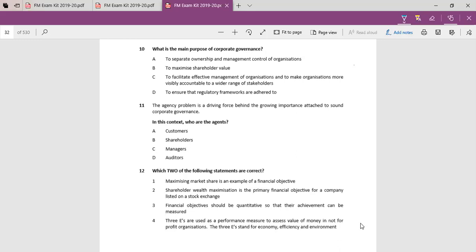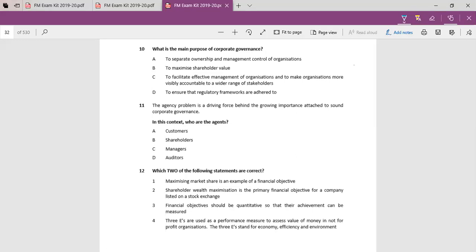Ma'am, according to me, it is D. Ensure the regulatory frameworks are adhered to. Yes, ma'am. To separate ownership and management controls of organization to maximize shareholder value, to facilitate effective management of organization and to make organization more visibly accountable to a wide range of stakeholders, to ensure the regulatory frameworks are adhered to. Okay.